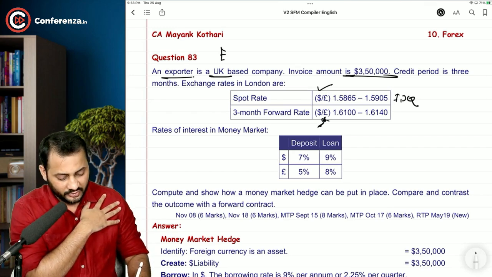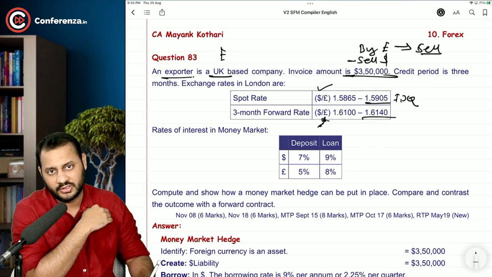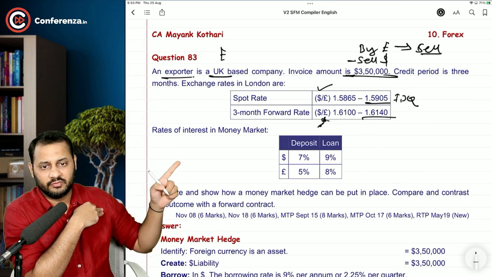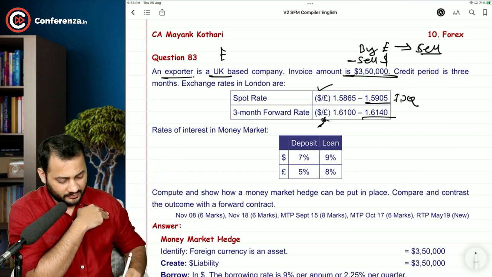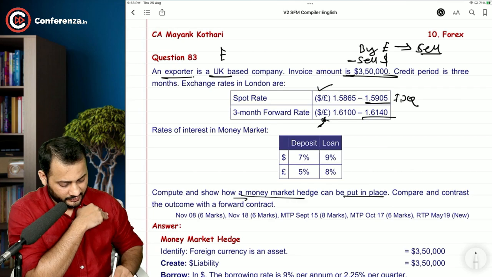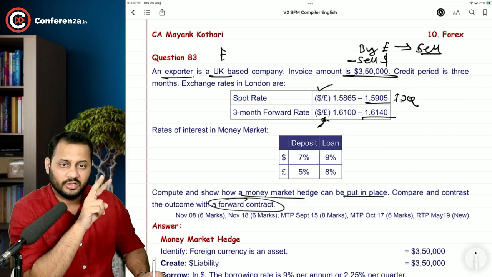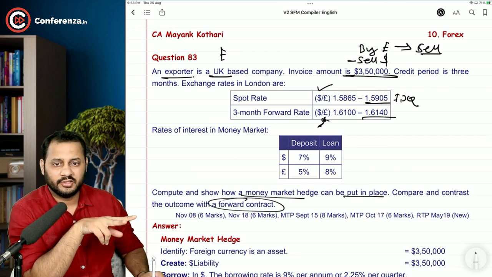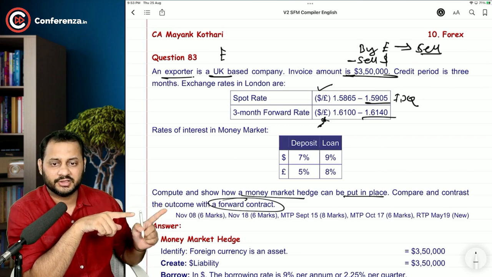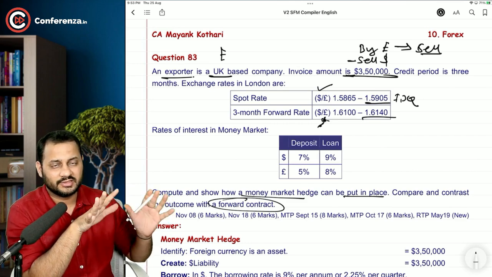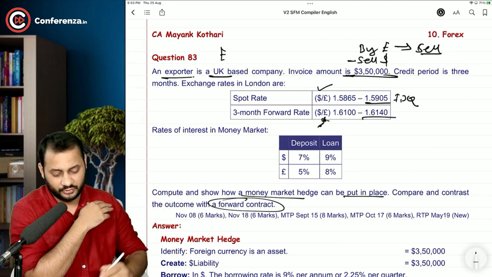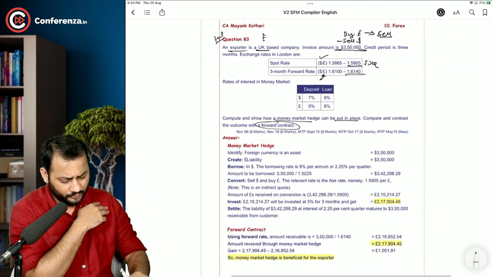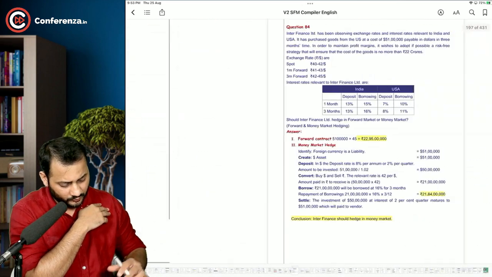If you are receiving dollar, you would want to sell dollar. That means you will want to buy pound and bank will sell pound. Ask rate will be applicable most of the time. Interest rates are also given for dollar and pound, and compute and show how money market hedge can be put in place and compare it with the forward contract. So both the things have to be done here. Show the cash flow under money market hedge and the forward contract. We have discussed that. You need to practice it in this question. There is nothing new to be discussed, so that's why I'm putting it to homework.